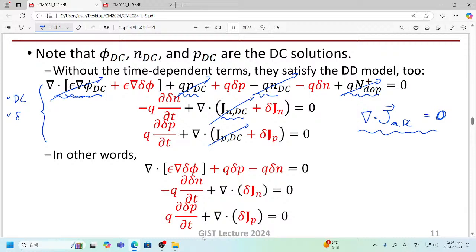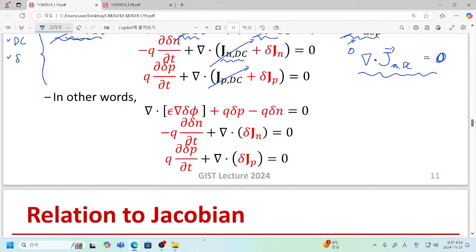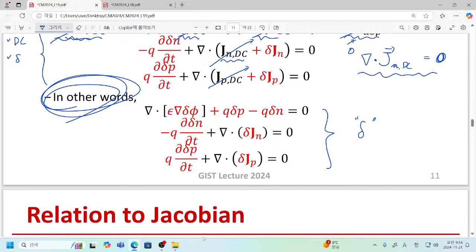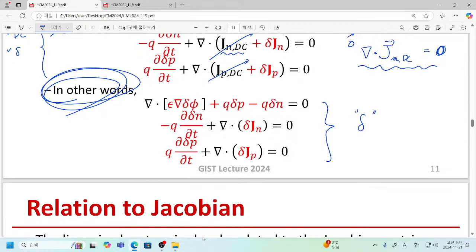I'm not saying that Q and dot is 0. Individual terms are not 0 at all. However, their summation is 0 because they are satisfying the DC Poisson equation. So simply speaking, yes, we can make a system for delta quantities. We can generate a system whose variables are only small signal responses. So now we can have this form. Well, so now you can understand.